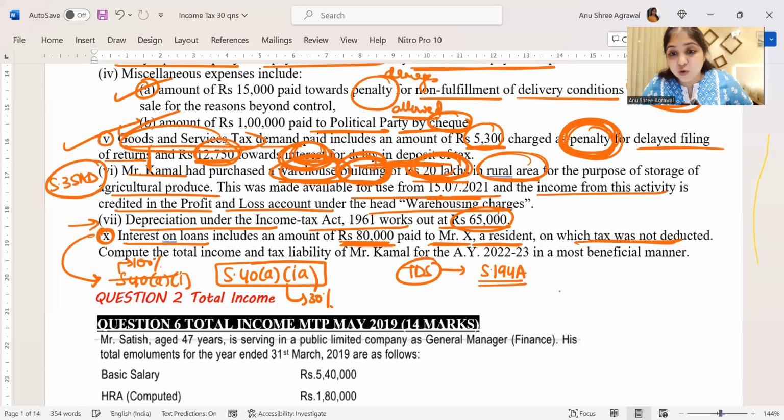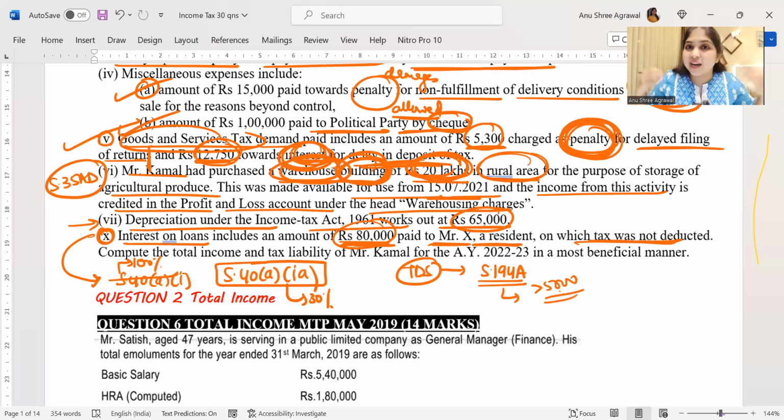Under 194A, what does this section say? How much can I pay without deducting tax? If a bank is paying interest to a senior citizen, the limit is 50,000. If the bank is paying interest to a non-senior citizen, the limit is 40,000. If anybody else, if a non-bank is paying interest, what is the limit? There the limit is only 5,000. Here a non-bank assessee is paying interest, the limit is 5,000, and 80,000, guys, is more than 5,000. So is TDS applicable? Yes, TDS is applicable.